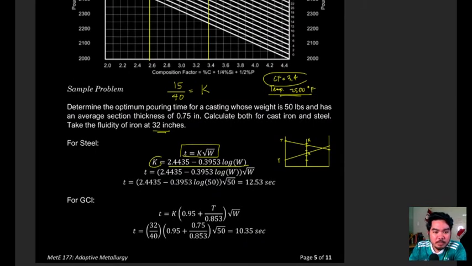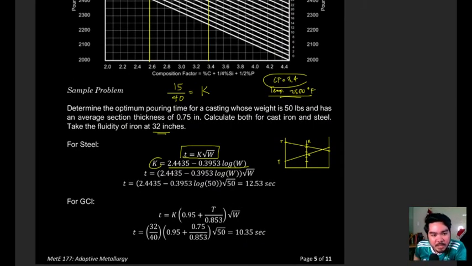We might also give that as a problem: what is the optimum pouring temperature given a specific pouring time. Okay? So here, just input the values. We are given 50 pounds, so we input W as 50, solve this equation, and we should get the value 12.53 seconds.